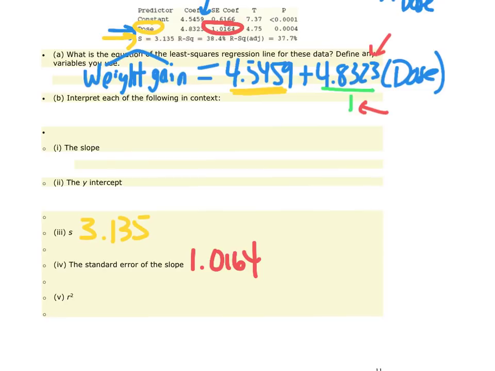R squared, be careful with this one. We will never use this adjusted R squared, by the way, so you can actually cross that off. R squared is right there. So the value for R squared is this. Remember, if you need correlation or R, you can take the square root and determine the direction, plus or minus. Definition of this, what you're going to say is 38.4% of the variation in the weight gain can be accounted for by this least squares regression line.